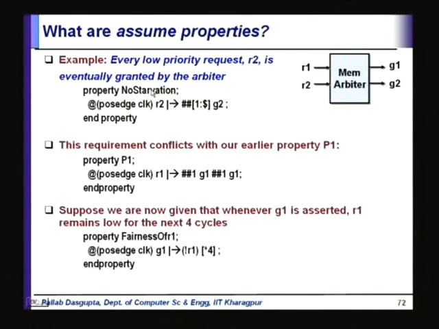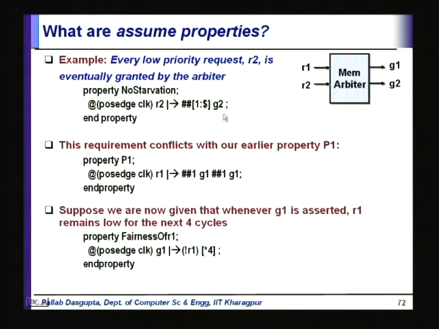This is the same arbiter as we had been discussing before, our previous example. It says every low priority request R2 is eventually granted by the arbiter. We want to add this property. So, we write this as property no starvation: at posedge clock, R2 implies sometime in the future G2.